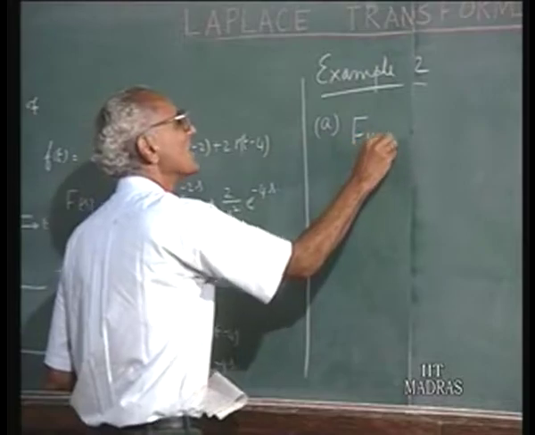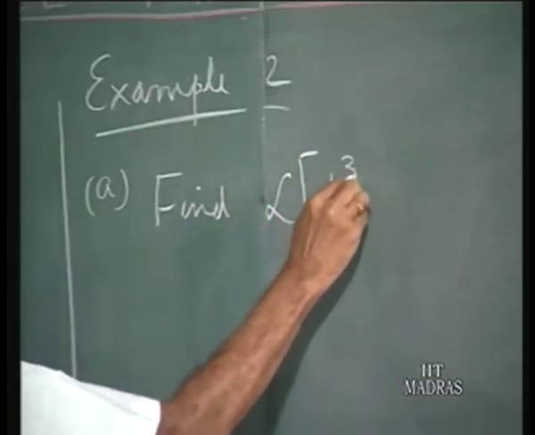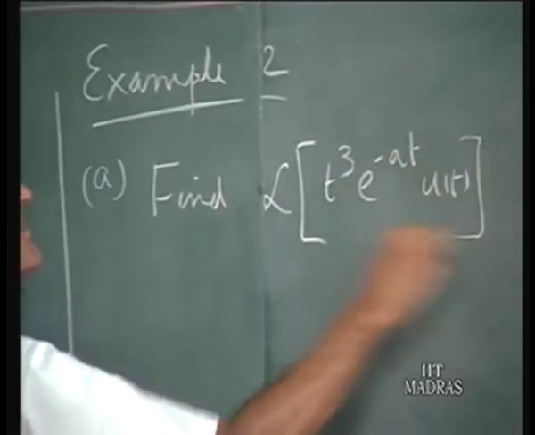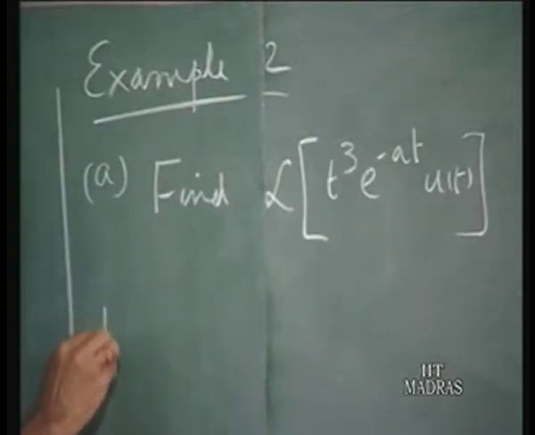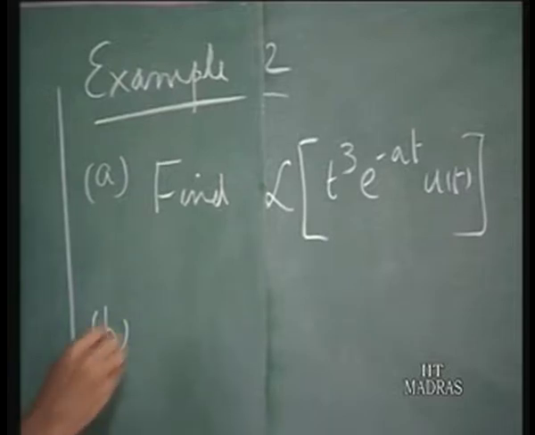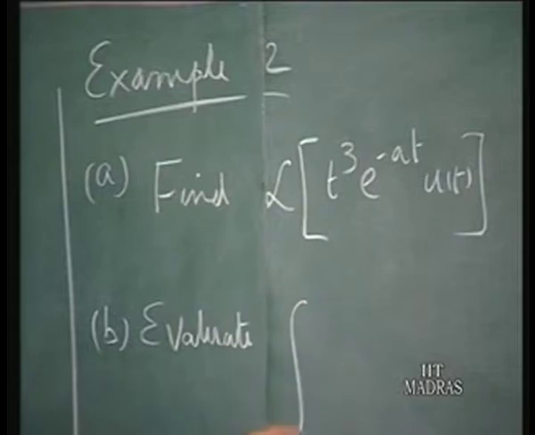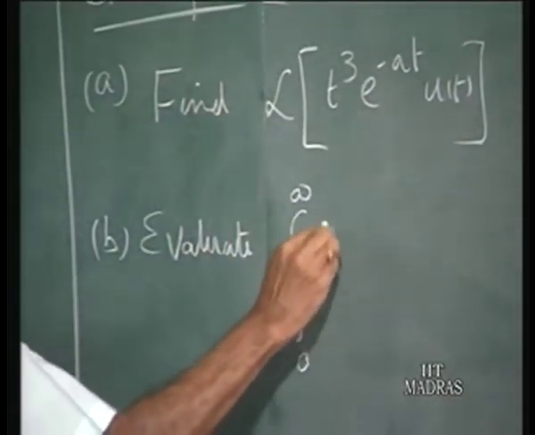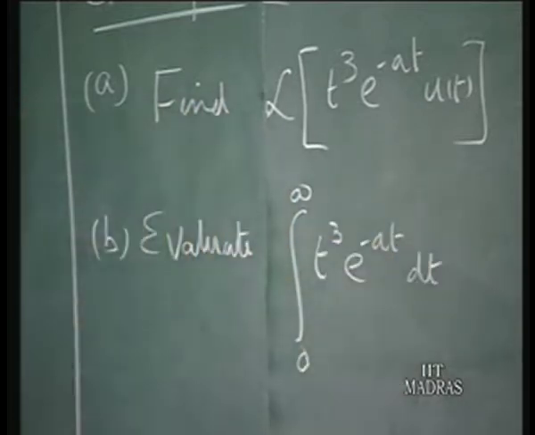Find the Laplace transform of t cubed e to the power of minus at u(t). And after having found that out, evaluate the integral from zero to infinity of t cubed e to the power of minus at dt. This is the question that is asked for us.